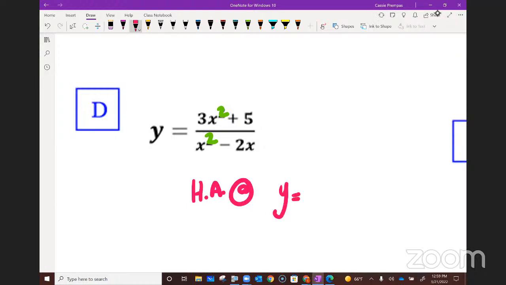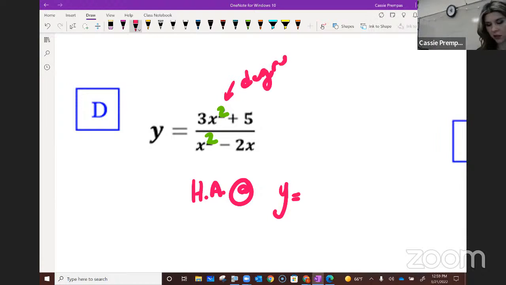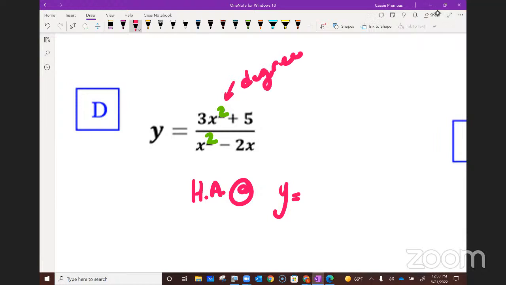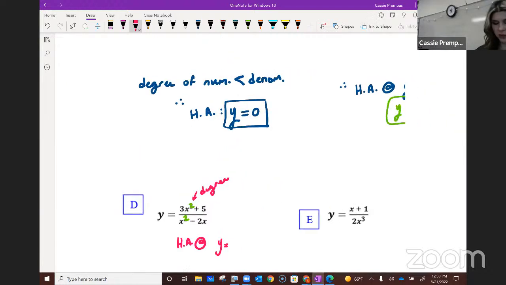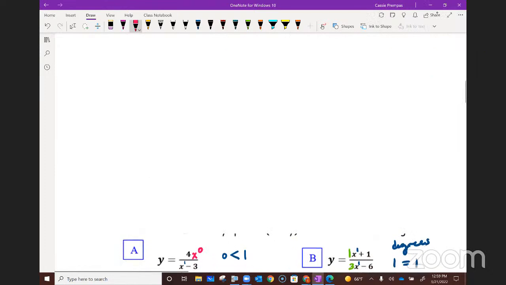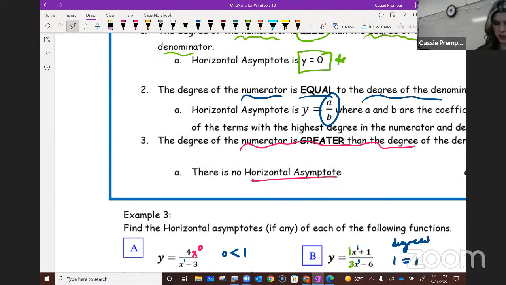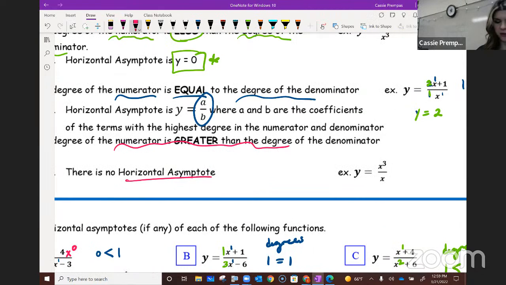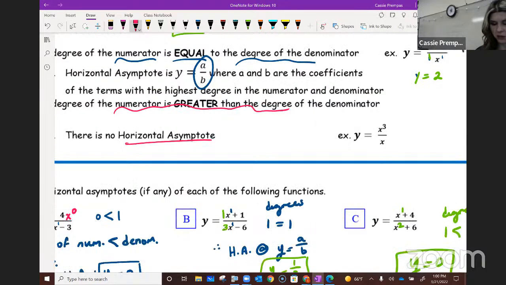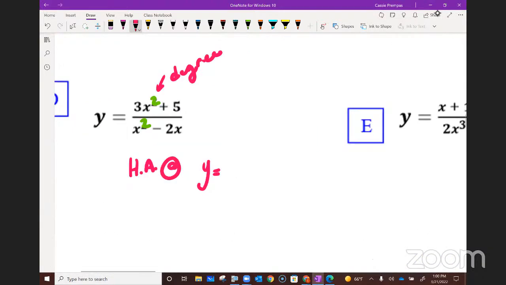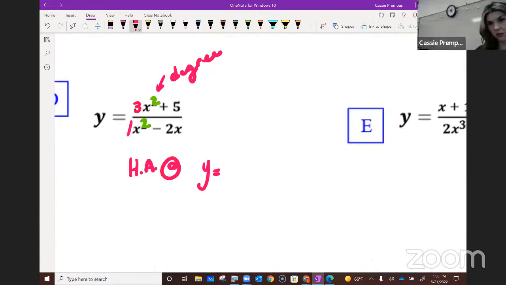I'm kind of confused on how to start with it. So you start with the degree. Do you know what the degree means? Isn't it the squared? Yep. The degree is the highest exponent. And since the degrees are the same, that means it's going to match case number 2 in the box. Case number 2 says if the degree of the numerator is equal to that of the denominator, then it's going to be a over b. Do you know where we get a over b? Isn't it by like dividing? Yep, it's the numbers in front. So you would do 3 over 1. So it'd be y equals 3.